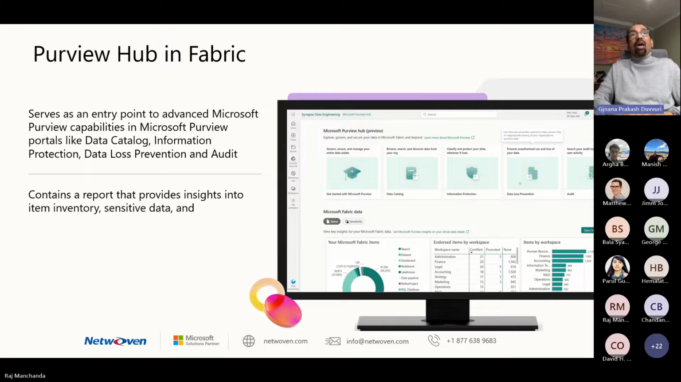Based on that, you can have total visibility, get data catalog, information protection, data loss prevention and audit in one place. It contains a report that provides insight into the item inventory, sensitive data, and others, as a pre-built report. That's another added advantage.